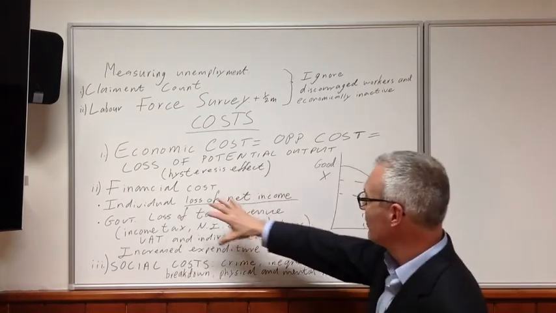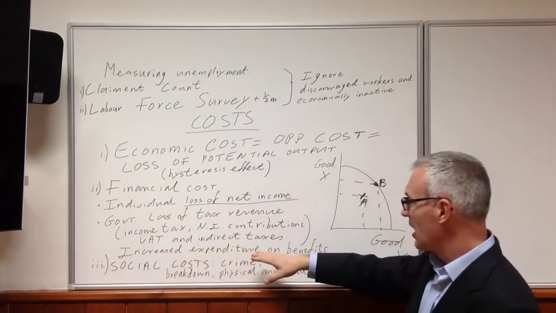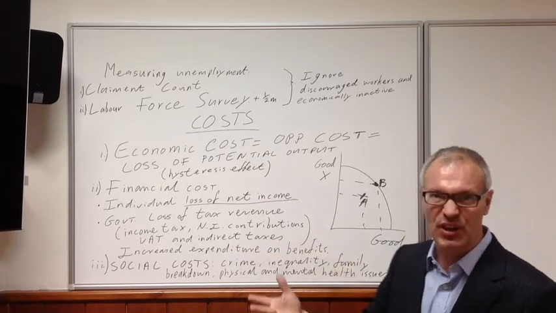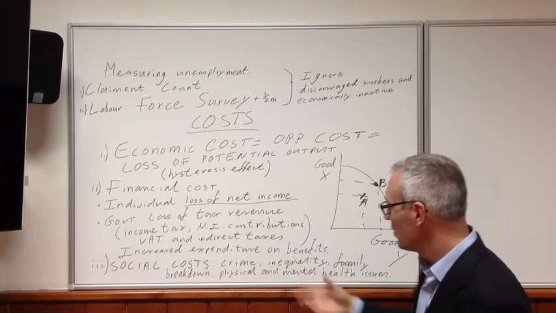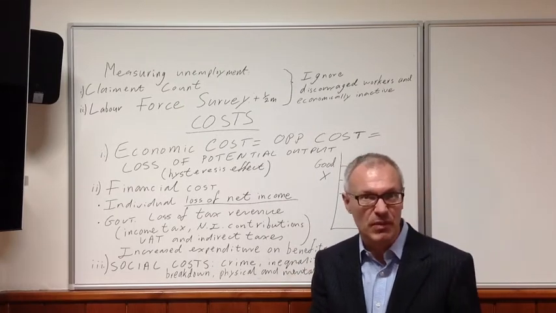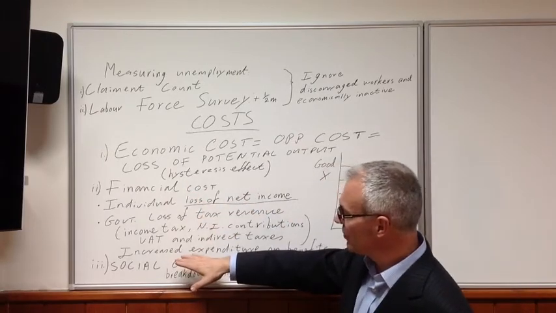So, the financial costs to the government are also significant because there's an increased amount of government expenditure on benefits such as the job seekers allowance, but also on other benefits that the unemployed will receive, such as free school meals or housing benefits. So that's the financial cost.